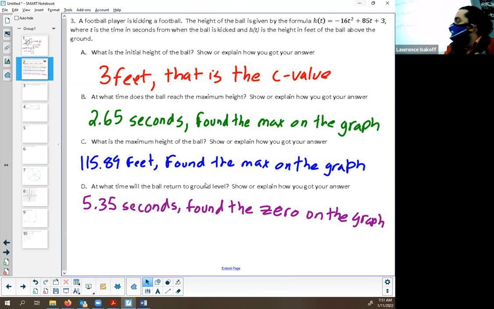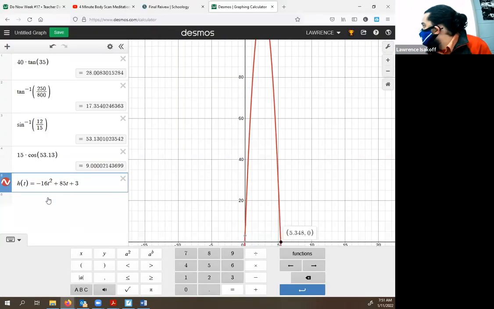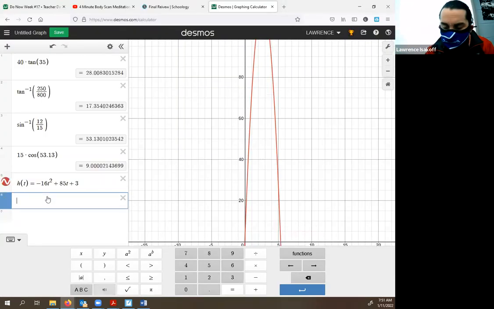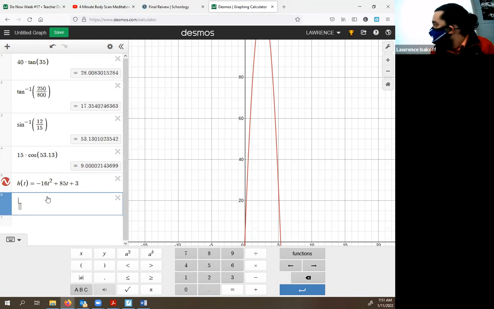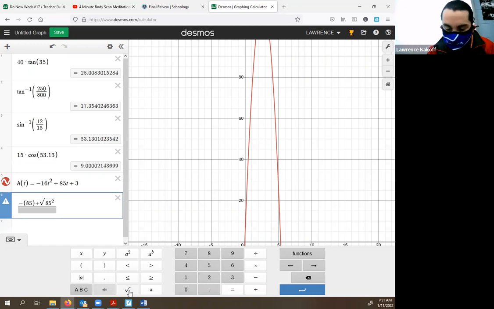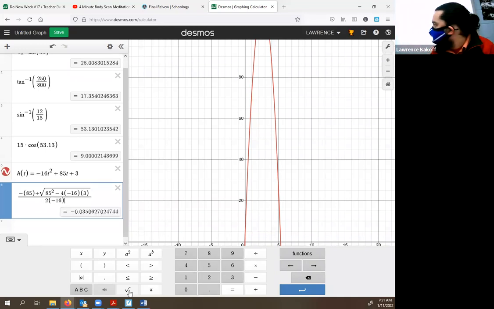If we took the time to do the quadratic formula on this, I'm going to very quickly do that here. Again, we'll get that same result. So remember, the quadratic formula says negative b, which was 85, plus the square root of b squared minus 4 times my a value of negative 16 times my c value of 3, all over 2 times negative 16.